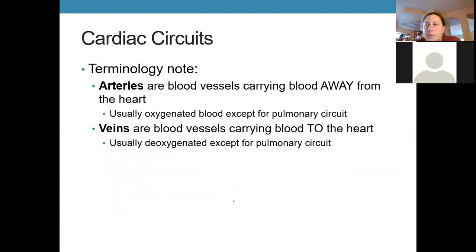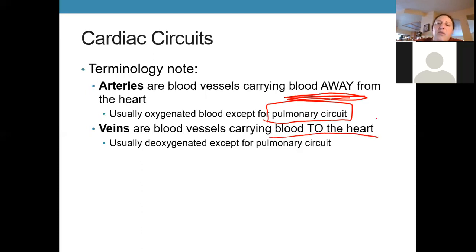Now, as we keep talking about the movement of blood, and we haven't actually learned about blood vessels yet, it's important to note that when we call something an artery, it means that it is a blood vessel carrying blood away from the heart. Now, most of the time, that blood is also oxygenated, but in the pulmonary circuit, it's not, because those arteries are taking the blood to the lungs to get oxygenated. Veins are blood vessels carrying blood back to the heart, and usually they are carrying deoxygenated blood from the body, but in the pulmonary circuit, they are carrying oxygenated blood from the lungs back to the heart. And hopefully as I go through this, it'll be clear why I make that distinction.